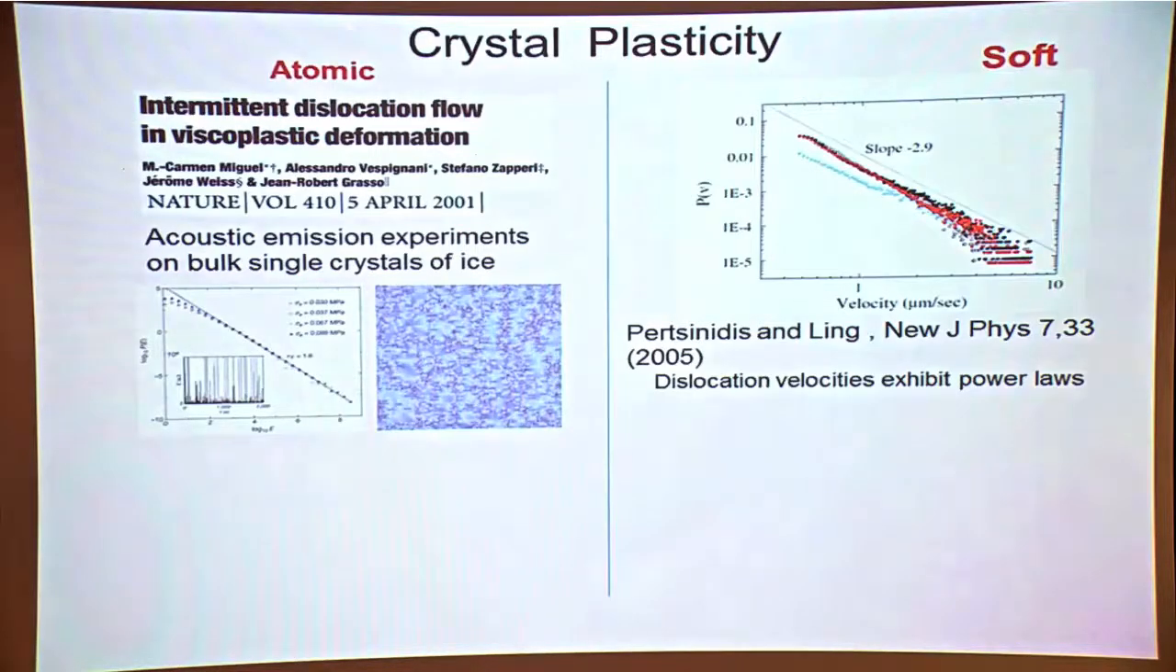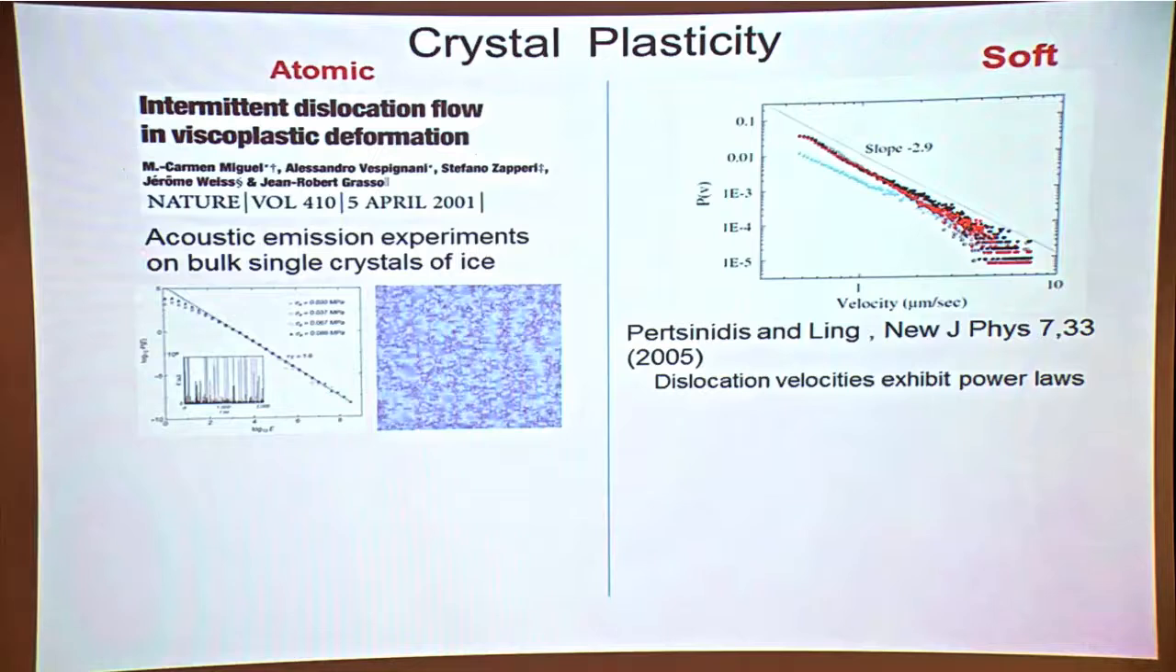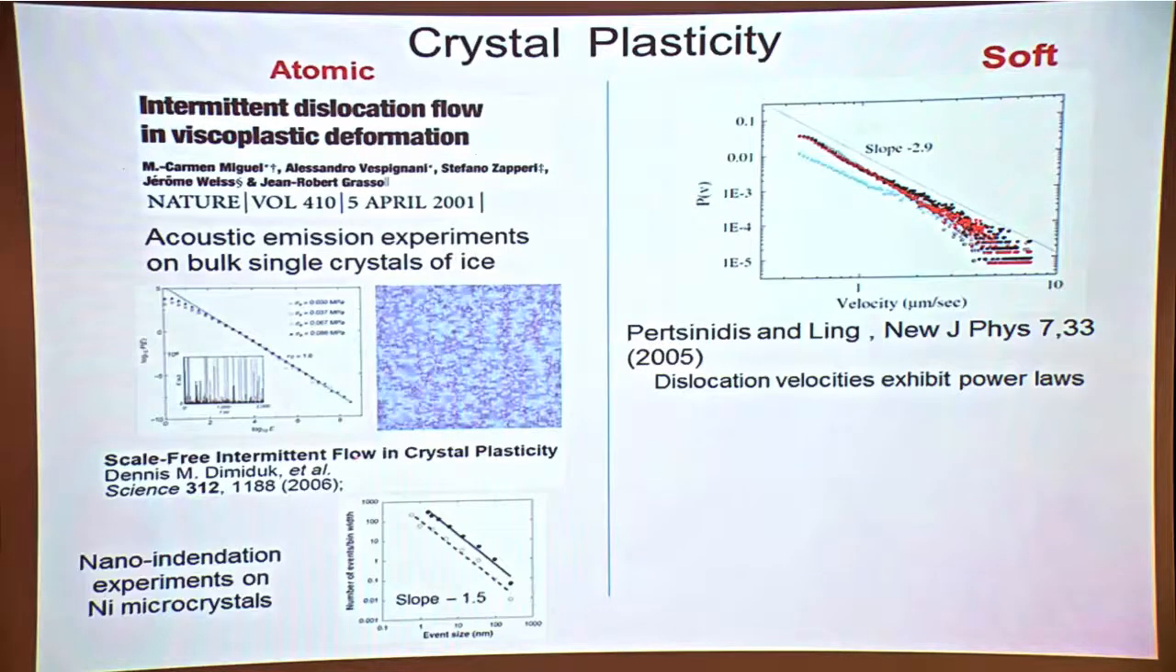So in crystal plasticity, in atomic systems, there have been experiments over the last 20, 30 years where they have looked at these avalanches or the scaling behavior of these events. For example, in acoustic emission experiments on bulk crystals of ice, which follow this power law. I apologize for not being so clear, but just to show that there is a scaling behavior in the acoustic emission. Then scale-free intermittent flow in crystal plasticity, again the number of events which occur. I'm not defining exactly these events, but they are all related to the motion of dislocations. And relatively more recently in colloidal crystals, where they have looked at dislocation velocity, that also exhibits power law.